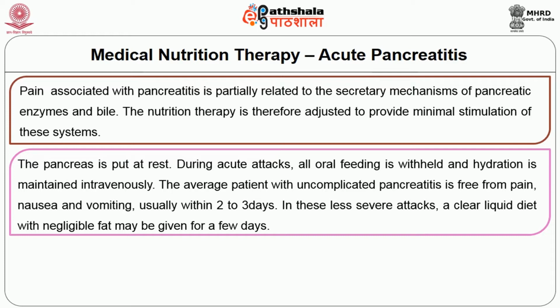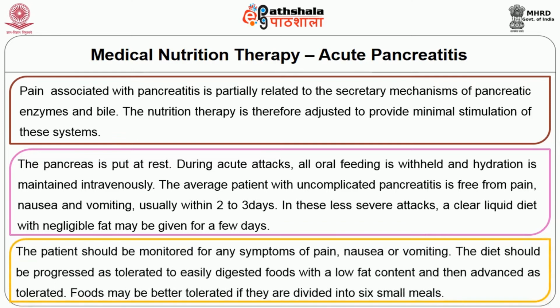The average patient with uncomplicated pancreatitis is free from pain, nausea and vomiting, usually within 2 to 3 days. In less severe attacks, a clear liquid diet with negligible fat may be given for a few days. The patient should be monitored for any symptoms of pain, nausea or vomiting. The diet should be progressed as tolerated to easily digested foods with a low fat content and then advanced as tolerated. Foods may be better tolerated if they are divided into 6 small meals.